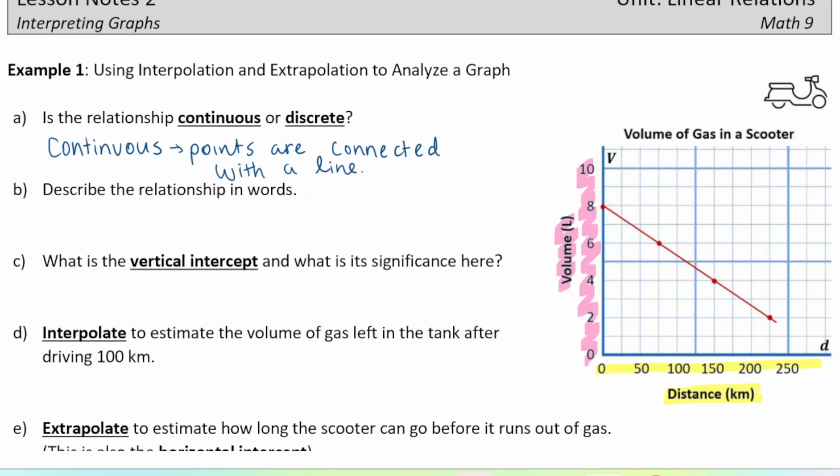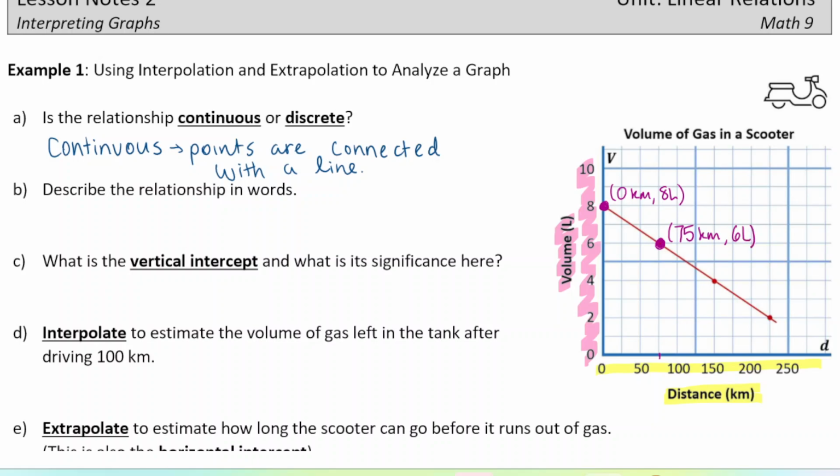Describe the relationship in words. So if you're asked to describe a graph in words, what they're asking for is to describe like the pattern, like how is the volume over time changing with the distance, and be specific as well. So let's pick 2 points on this graph. Let's pick this point here and this point here. So at this point here, I've traveled 0 kilometers and I've got 8 liters of gas in my scooter tank. And then at the next point, I'm halfway between 50 and 100, so that'd be 75 kilometers. So I've traveled 75 kilometers and now I only have 6 liters of gas in my tank.